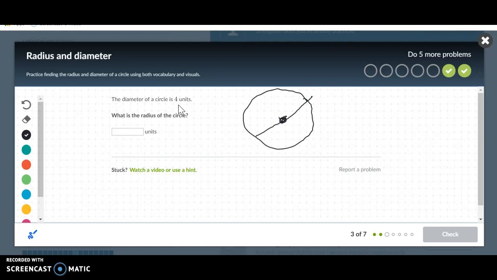So if the full length is 4, what do each of these pieces have to be for the whole thing to equal 4? Well, they have to be 2 each, right? Because it's 2 groups of 2 to make that 4. So your radius would be 2.